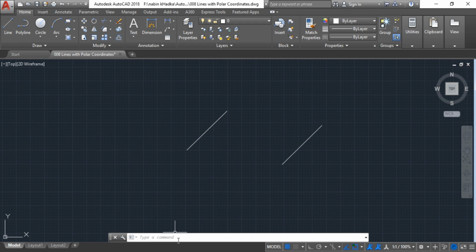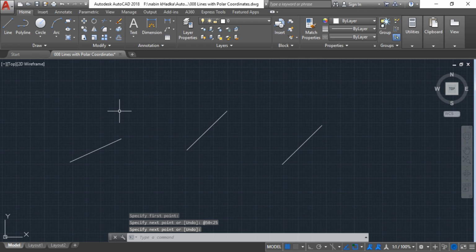For now, let's make a few more lines. I'll go back to the line tool and click at any point here. I will make another line which is inclined at an angle of 25 degrees. So let's type the second command, the latest command, @50<25, a length of 50 units and an angle of 25 degrees.